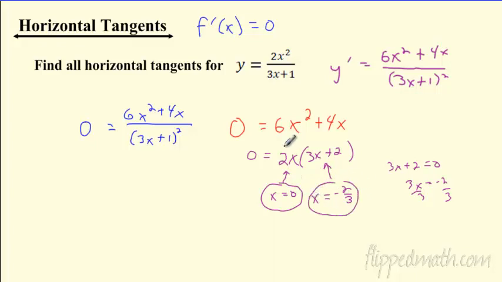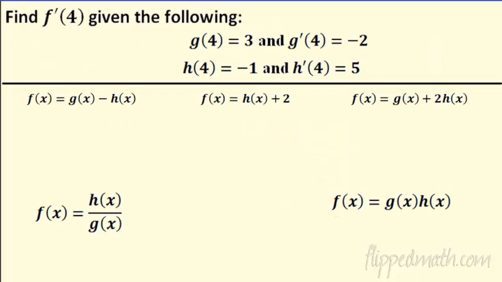So if I plug 0 in here, we could check it. You get 0 over 1. And of course, it doesn't matter, the top is 0. And then put in negative 2/3, you get 0. So these are where my horizontal tangents happen at 0 and negative 2/3. Or these are going to be potential max or min points. Fantastic. The final slide already.